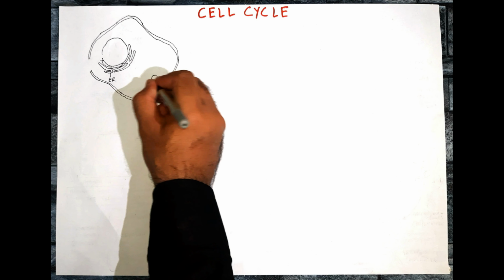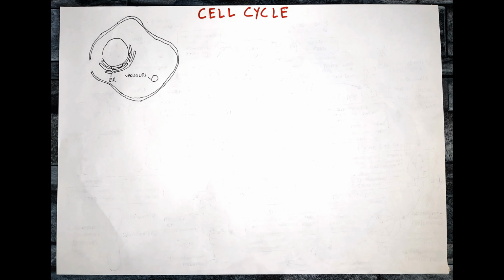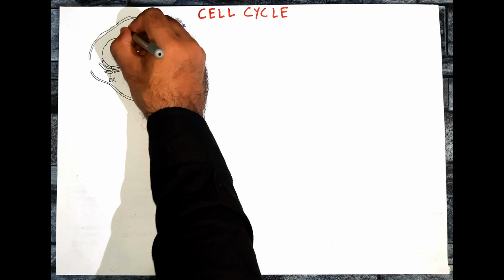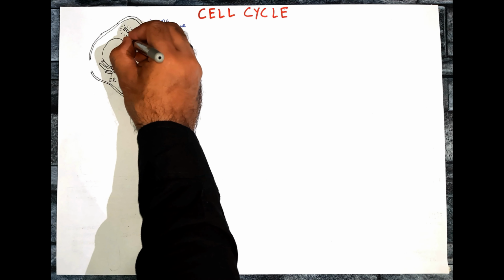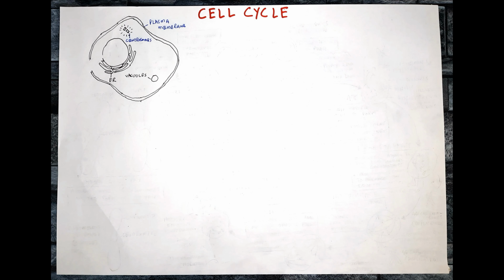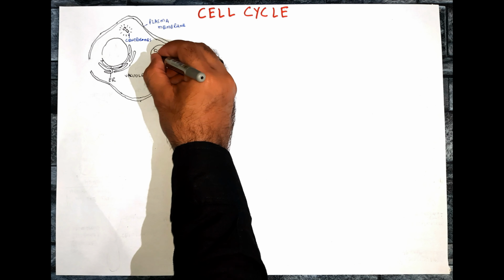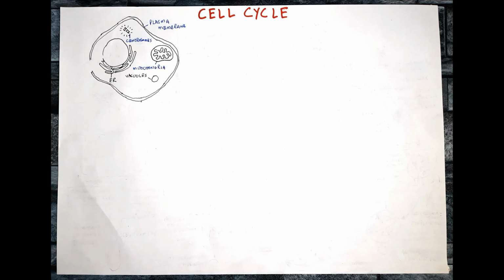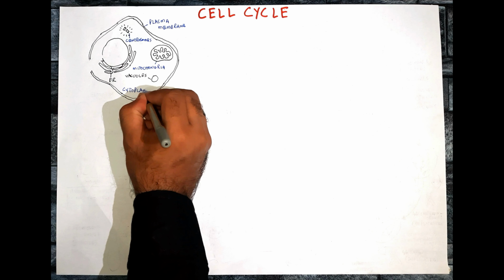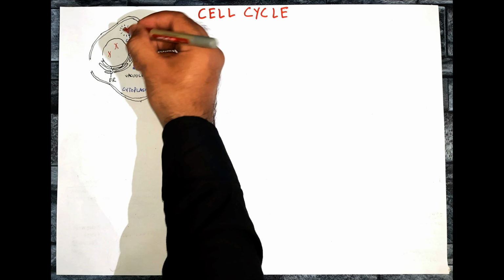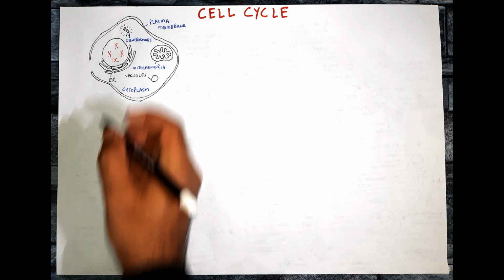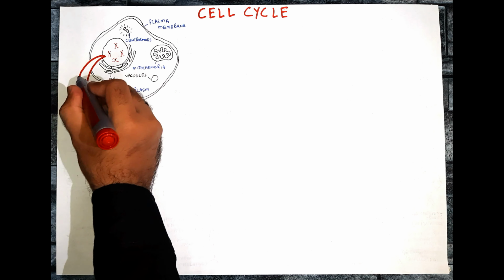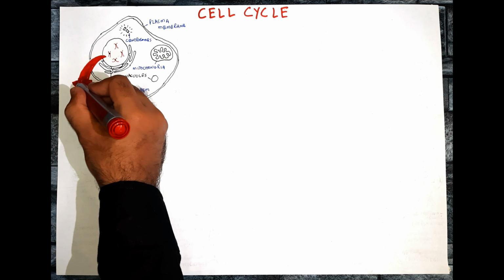So here I am drawing the nucleus, its endoplasmic reticulum, the plasma membrane, and the organelles. The most important organelle in this topic will be the centrosomes that are present just right next to the nucleus. We have the mitochondria and vacuoles as well inside the cytoplasm. Inside the nucleus we have chromosomes. You can see these chromosomes, but they are only visible when the cell is going to divide.